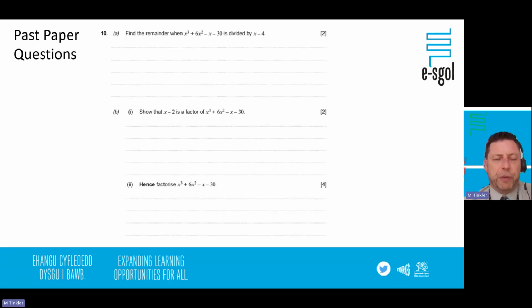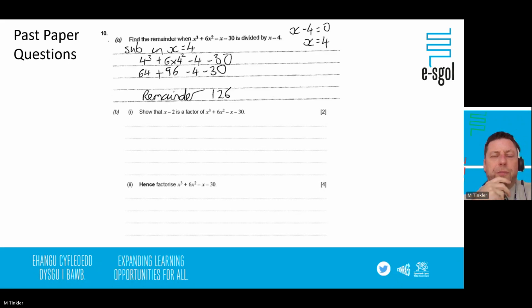For the first one I'm going to substitute in 4. It gives me a remainder of 126. Again, I've written up the top why I did 4. You don't have to write that. It's just to confirm why I did 4. And the remainders can be some strange numbers, some big numbers or small numbers. Whatever they are, they are.